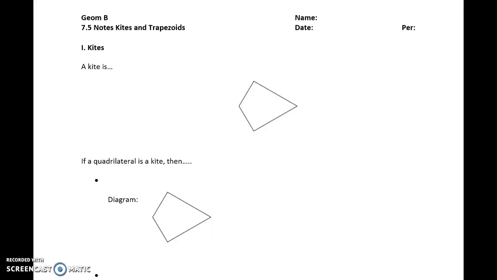So we'll be talking about two more quadrilaterals, kites and trapezoids. In this video, we'll go ahead and talk about kites and save trapezoids for class. So what is a kite? A kite is basically a quadrilateral that has two pairs of congruent consecutive sides.